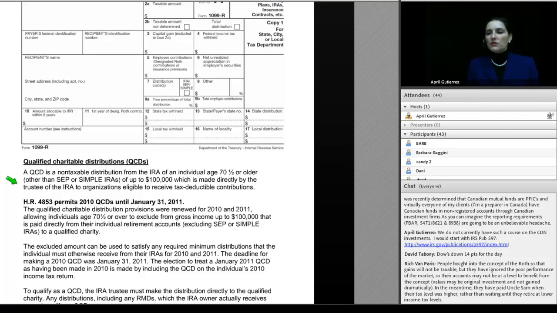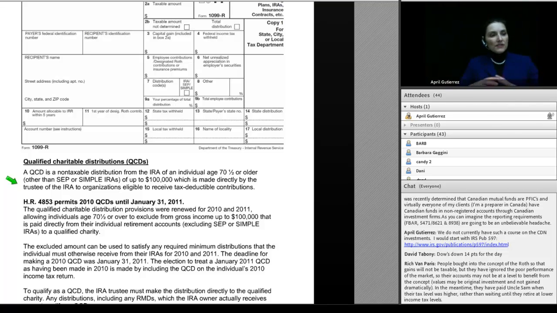So what happens is when you reach age 70 and a half, and it's actually April 1st of the year following the year you turn age 70 and a half, you have to start taking mandatory minimum distributions from your IRA. And if you do not, whatever that minimum distribution should have been for the year, the IRS will take half of it in tax as a penalty. It's a 50% penalty on the minimum distribution.